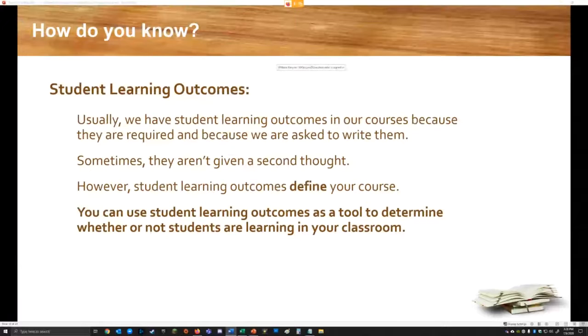Quite often, we simply have learning outcomes in our course catalogs because they are required and because we were asked to write them. Sometimes they aren't given a second thought otherwise. Program outcomes are so important because they define your program. They're literally the compass of your program. Program outcomes ask rhetorical questions like, what will students get when they complete all of their requirements? You can use program outcomes as a tool to determine whether or not students are learning in your classroom.